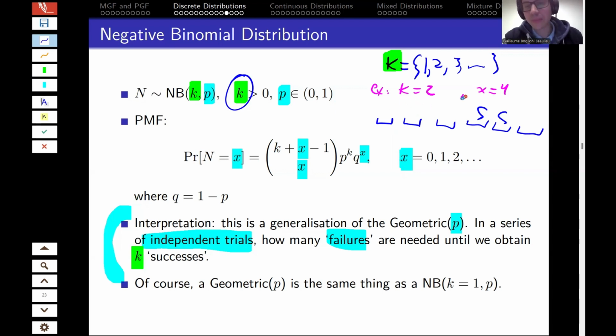Okay, and I mean, this situation would mean N equals 3, right? I have 3 fails before I have my 2 successes. So I do need the 6th one to be a success.